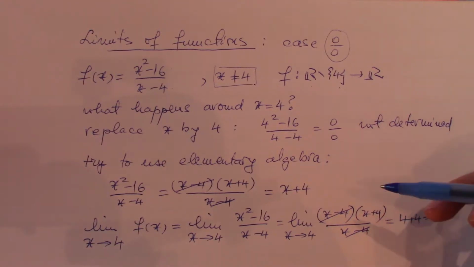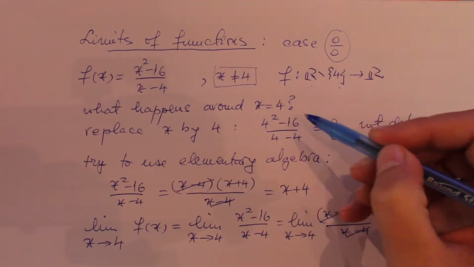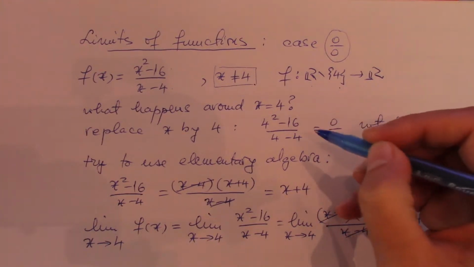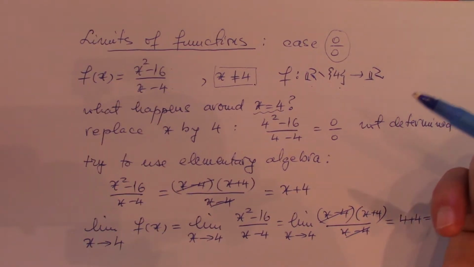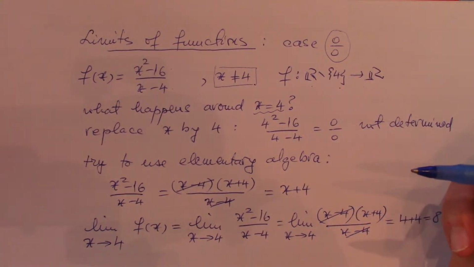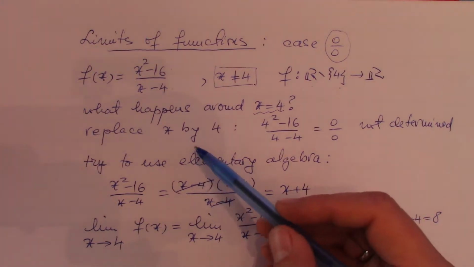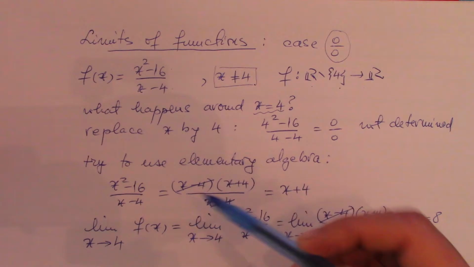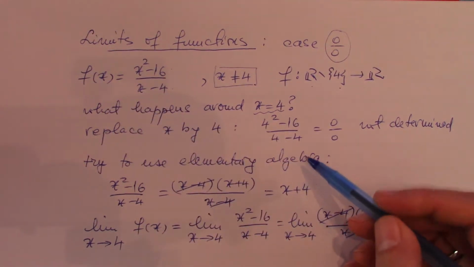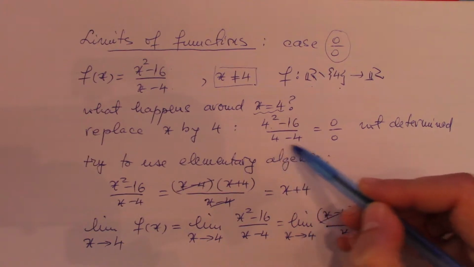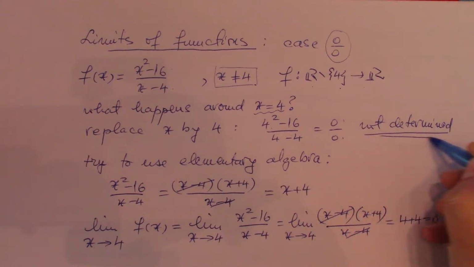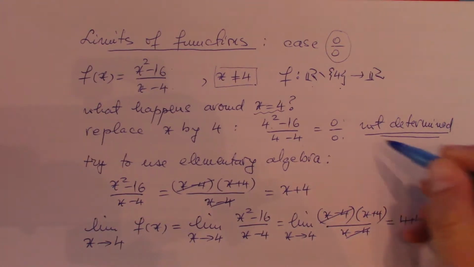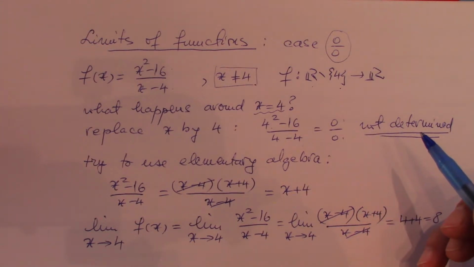All right, but now the question is, what happens around the point x equals 4? In order to understand this function, we need to know what happens around x equals 4. Now if we replace x by 4 in this expression of f of x, we get 4 to the power of 2 minus 16 over 4 minus 4, so it's a 0 over 0 type of problem. This is not determined. We do not know what 0 over 0 is. We need to look deep into what's happening here.